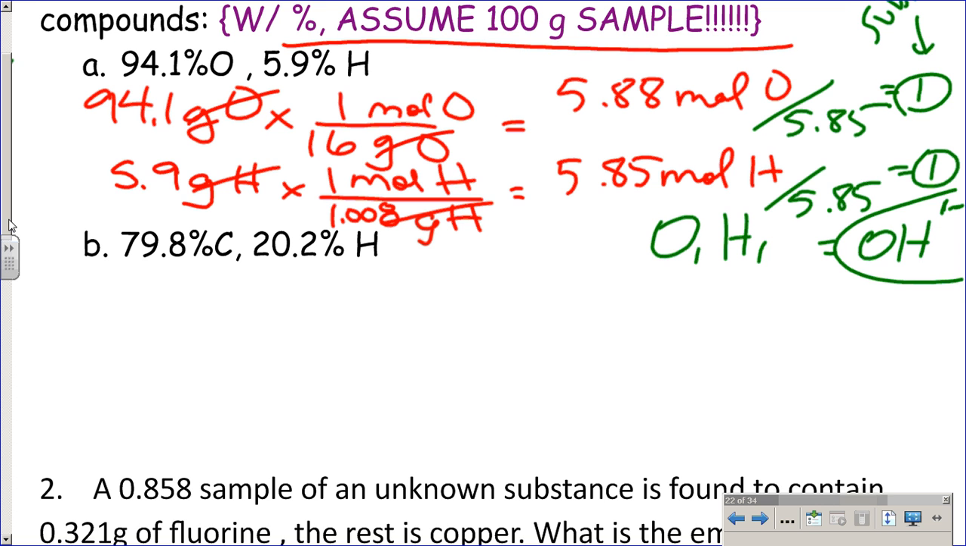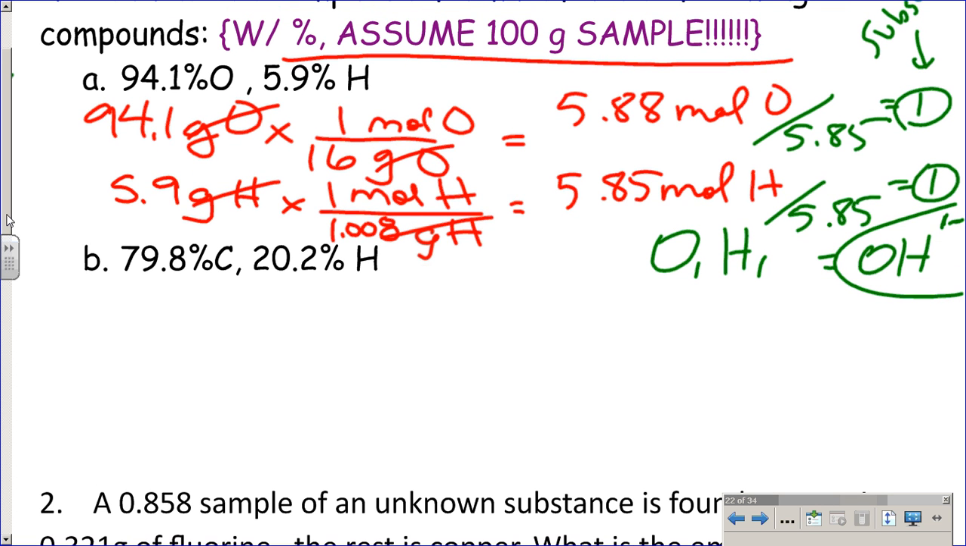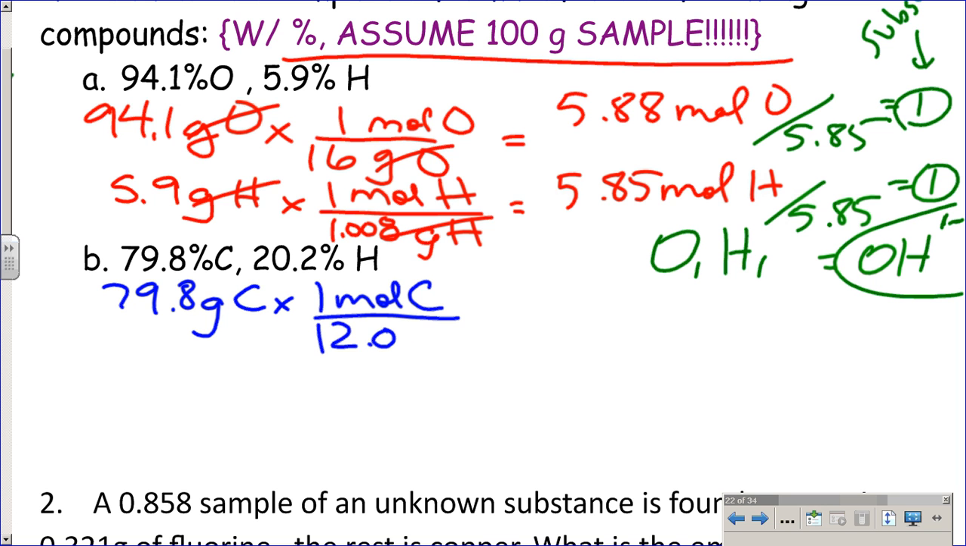All right, so same thing. Let's do this one a little bit faster because we know how our process works. What are you assuming when I give you percents? 100 gram sample. So tell me what I'm writing. You got this. Grams of carbon. Okay, first step to do what? 1 mole of carbon over, right? You're looking at your periodic table and you say, oh, molar mass of carbon is 12.01. All right, so how many moles of carbon is that?